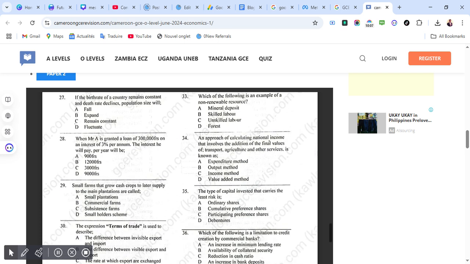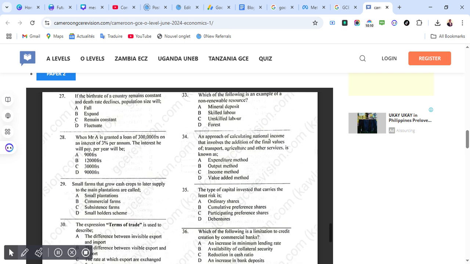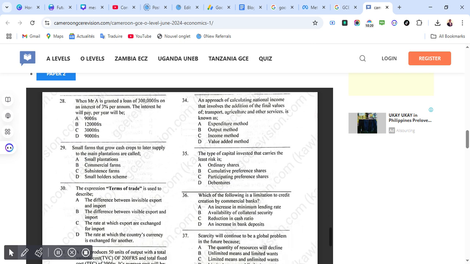expand. When Mr. A is granted a loan of 300,000 francs at an interest of 3% per annum, the interest he will pay per year will be, correct answer for 28 is D, which is 9,000 francs.